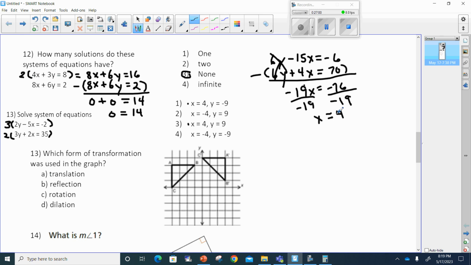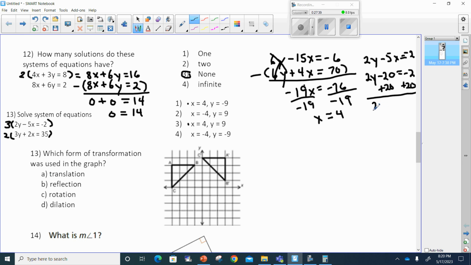Now we're going to plug X into one of these equations. So I'm just going to take the first one, 2y minus 5x equals negative 2. We know that x was 4, so this is going to be 2y. Negative 5 times 4 is negative 20. And equals negative 2. Now we're going to get y by itself by adding 20 to this side, which means we add 20 to this side.